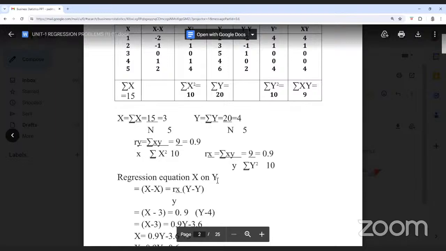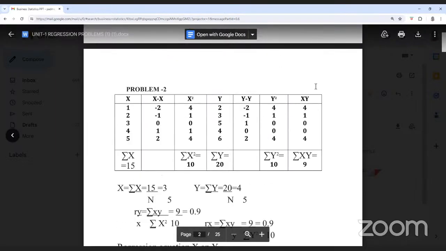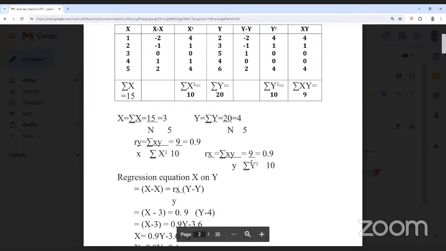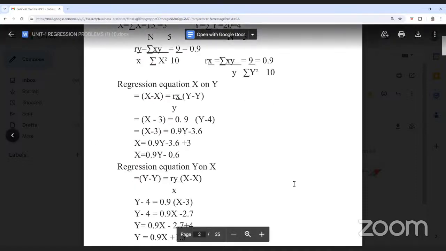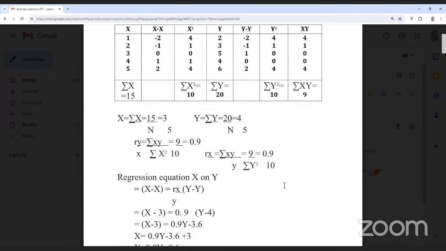आया समझ में? Yes, ma'am. Only the thing is you have to make the first table correct. Then here the calculation. Then x on y and y on x. Write it down in your books fast.